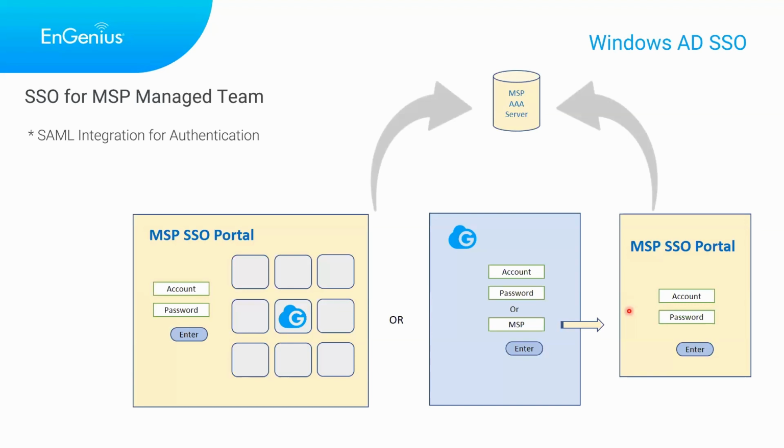They don't need to register under EnGenius Cloud. Everything would be seamless and automatic. From here, you can also easily track who this person is, cross-check it with your Windows AD, and set the policies, such as which organizations or networks they can manage, etc.